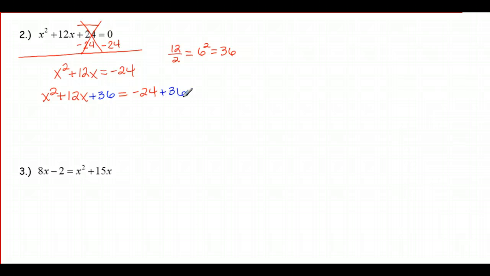All right, now I'm going to add my negative 24 and 36. So we get x squared plus 12x plus 36 equals 12. Now I can factor my PST. That would be x plus 6 squared.